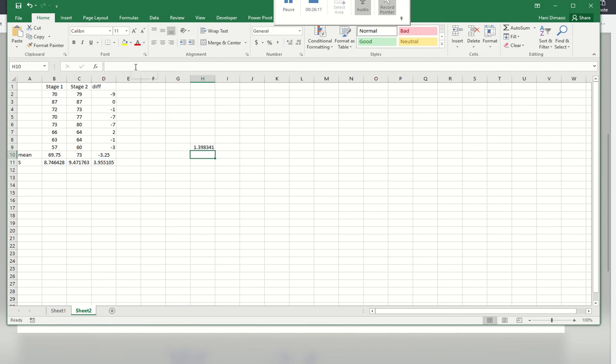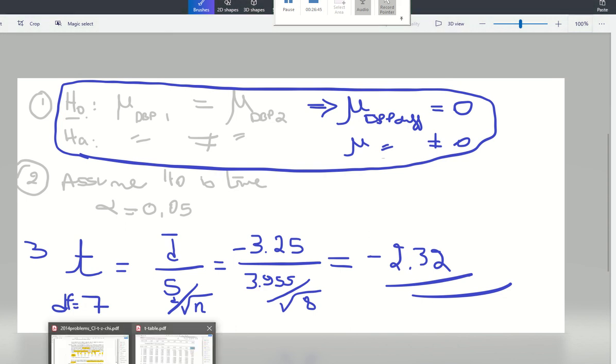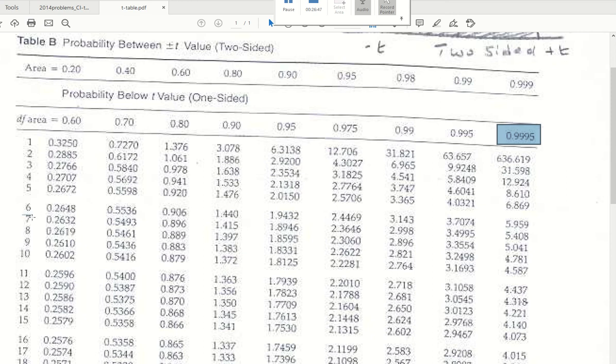All right, and then if you calculate t, d bar divided by this number, you get negative 2.32. Go back here, so it's negative 2.32 for degrees of freedom 7. Okay, so remember this negative 2.32. We're going to see the t table now. All right, degrees of freedom 7 is right here.